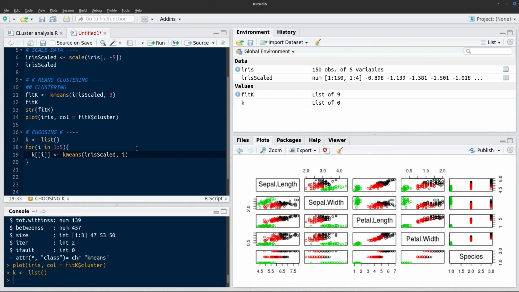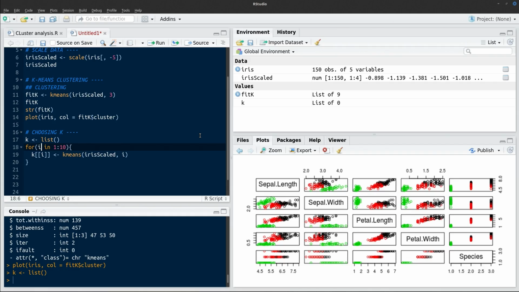So if you haven't come across for loops, have a look at the for loop tutorial that I've created, but don't worry about this too much. Basically what this will do is iterate over the values 1 to 5, and will fit, sorry, let me change this, from 1 to 10. It'll iterate over the values of 1 to 10 and fit a k-means model for each of those values. So we'll have the k-means algorithm searching only for 1 cluster, a k-means algorithm searching for 10 clusters, and everything in between. And these will be saved to a list called k.